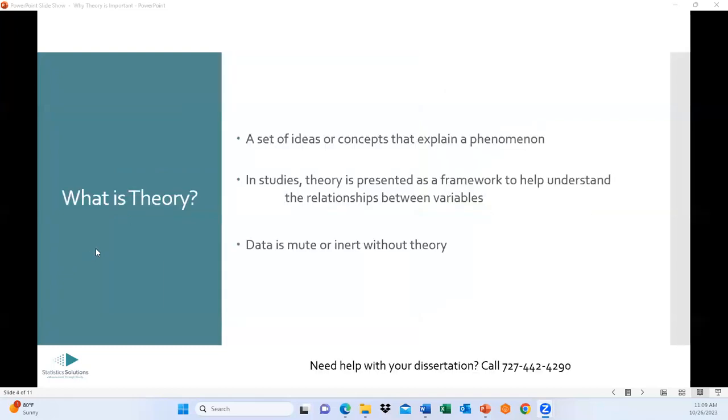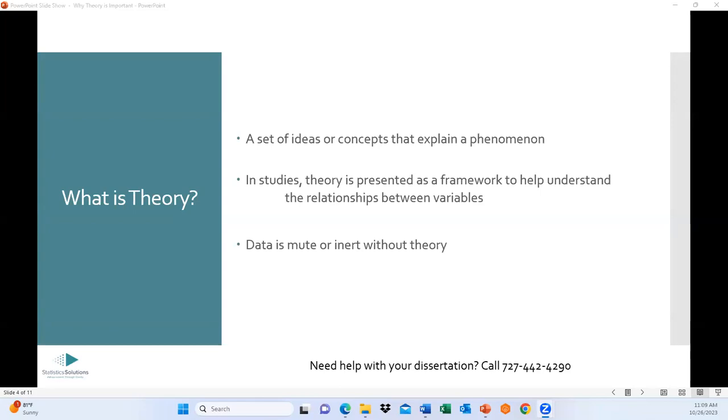Okay, so let's just start there: what is theory, right? Because it seems like one of those things that we all hear about and we all kind of know about or think we do. And then when somebody says, hey, what does theory do? Or what does theory mean? Or how does it work in your study? Suddenly it's harder to explain that.